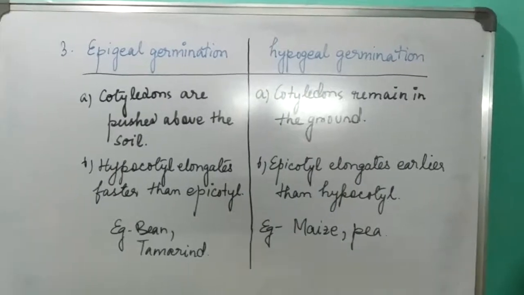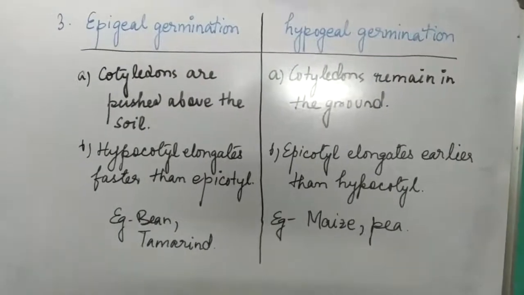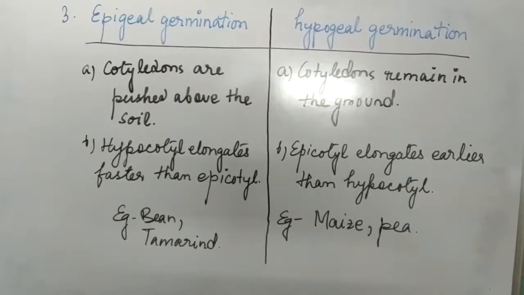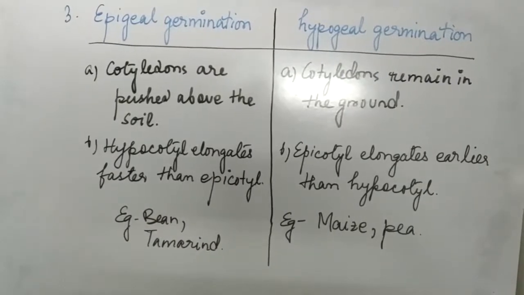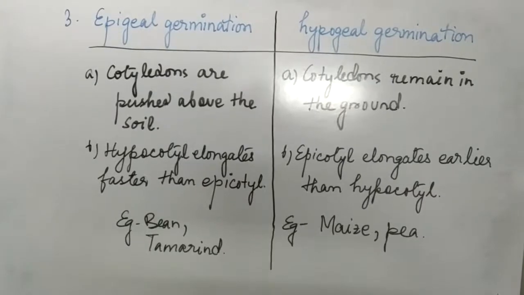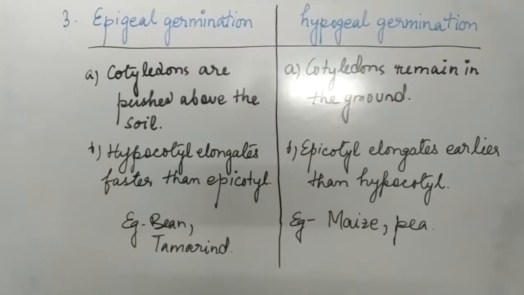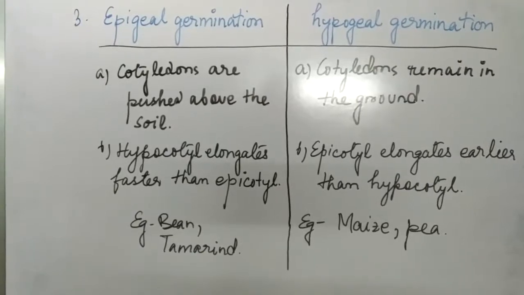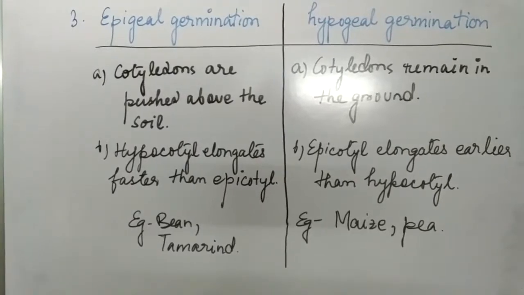Next is, differentiate between epigeal and hypogeal germination. Now in case of epigeal germination, what is the fate of the cotyledon? Let us see. Cotyledons are pushed above the soil, whereas in case of hypogeal germination, the cotyledons remain in the ground. Next, why are the cotyledons pushed above or do they remain below the ground? The reason is, in case of epigeal germination, the hypocotyl elongates faster than the epicotyl, whereas in case of hypogeal germination, the epicotyl elongates earlier than the hypocotyl.